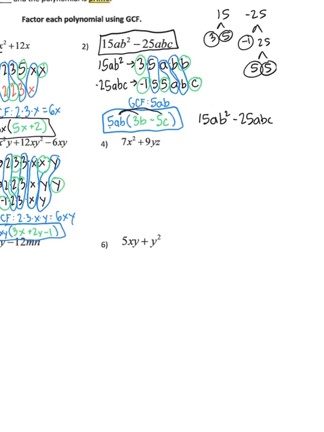Okay, let's look at number 4. I've got 7. That would be 1 and 7, so I can't multiply anything else to give me 7. So if I go write my factors of 7x squared, that would just be 7 times x times x. Then 9yz, I can break up into 3 times 3 times y times z.